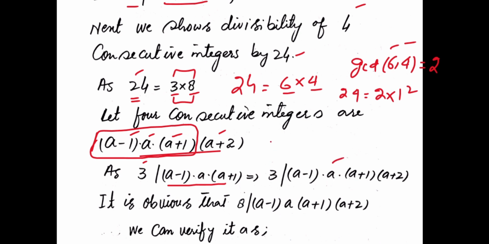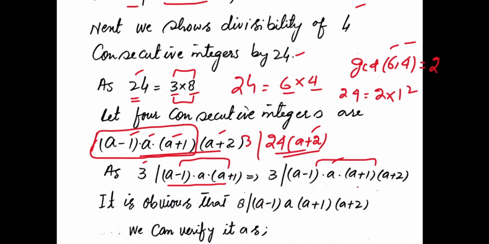I repeat, suppose the product of these three consecutive integers is equal to 24. This product has a value 24 and the next factor gives 24 into a plus 2. Can I say that 3 divides this whole product? Yes, clearly 3 divides this product. So that's why whenever 3 divides three of the factors, then 3 clearly divides the product of all 4 factors here.